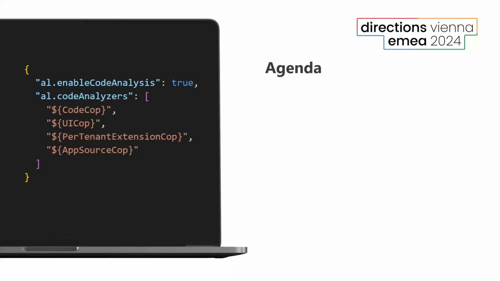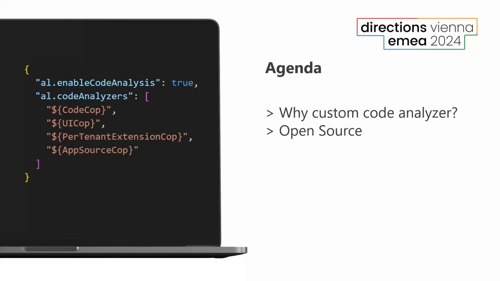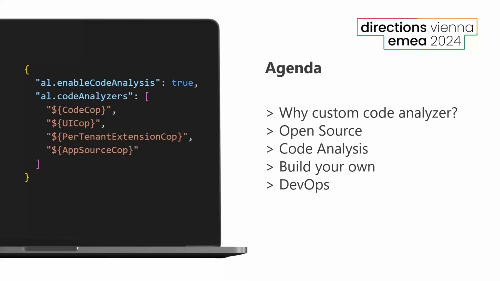Okay, let's jump into the agenda of today. We're going to talk a bit about the why question. Why should I use a custom code analyzer? We're also going to look at the open source project. We're also going to dive a little bit deeper into what code analysis is. And we're also going to show you how you can build your own code analyzer to help you. And lastly, also the integration in DevOps. There is also a place for custom code analyzers there.